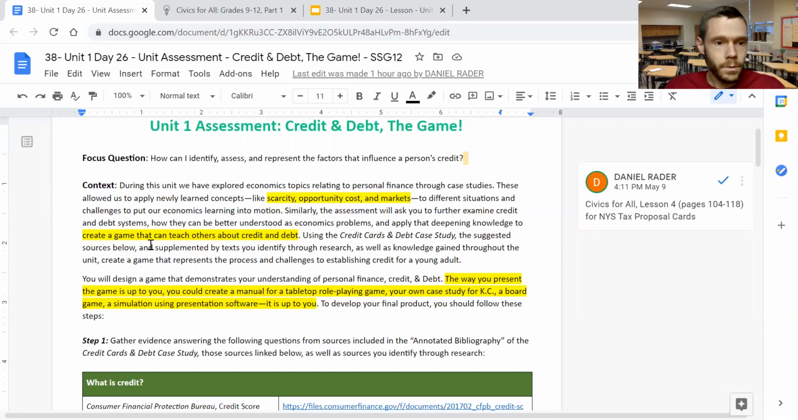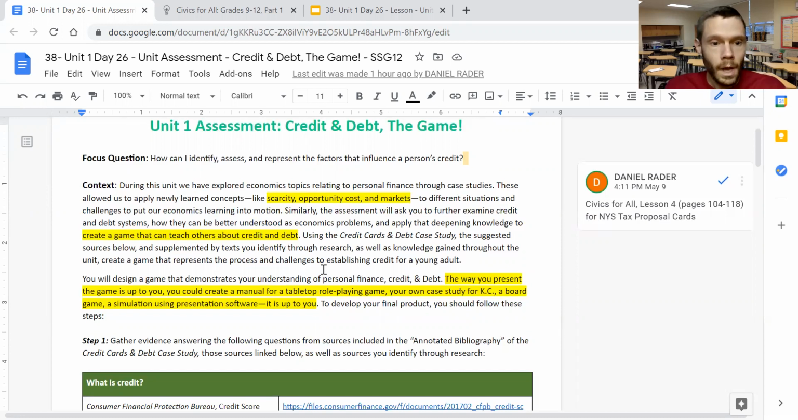But a couple ways that students could do this: they could create a manual for a tabletop role-playing game. They can create their own case study for Casey. It could be a board game. It could be a simulation using presentation software. It really is up to you ultimately as the instructor in terms of how you want your students to present this information.